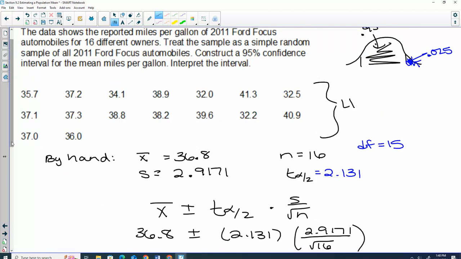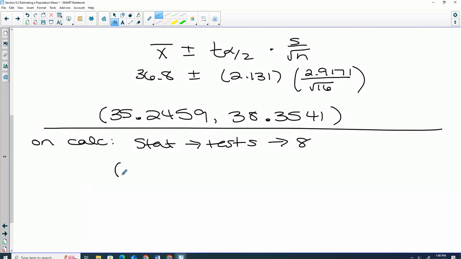And let's see how close it was. We got 35.246 and 38.354. We were more accurate than the calculator.